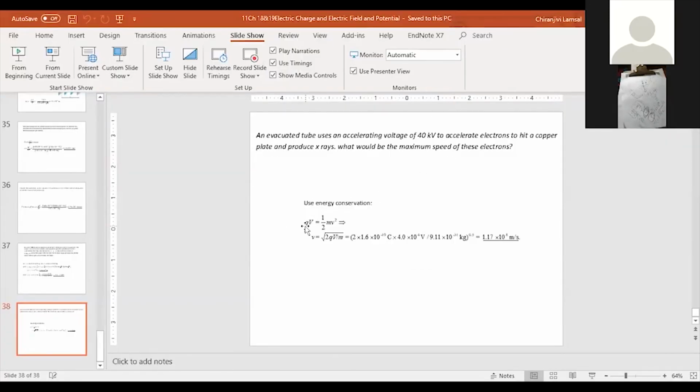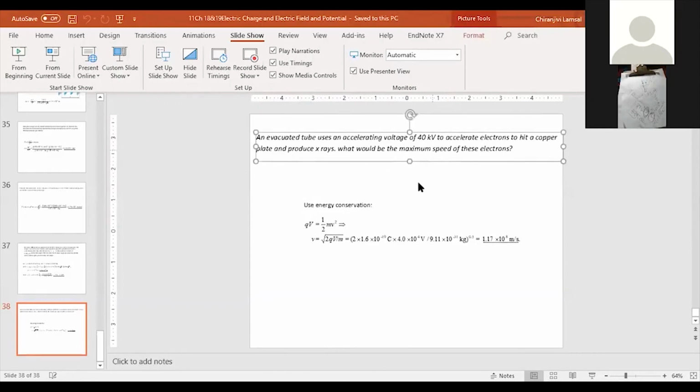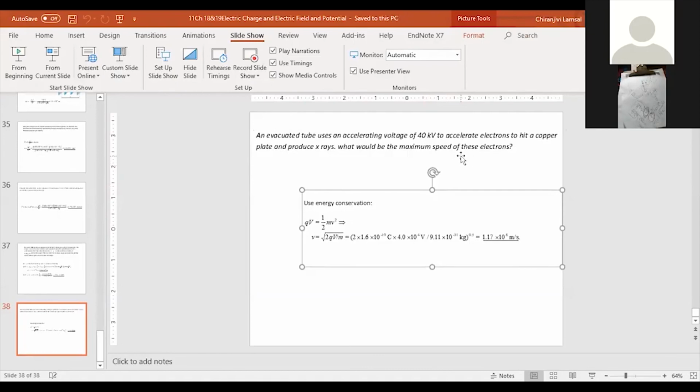Okay, now this is the last problem. An evacuated tube uses an accelerating voltage of 40 kilovolt to accelerate electrons to hit a copper plate and produce X-rays. What would be the maximum speed of these electrons? Let me show you what happens in the X-ray.